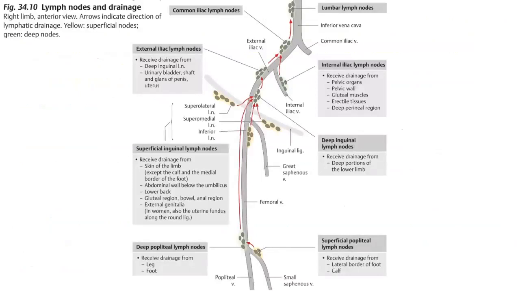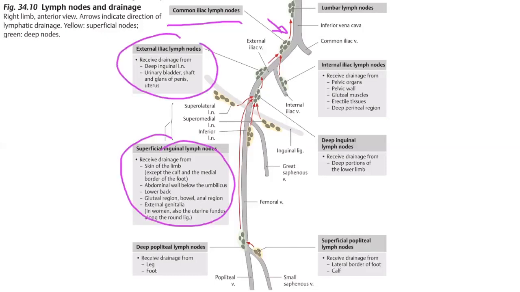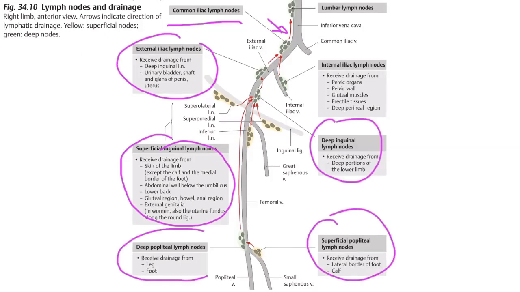Right? So, this is everything: internal and common iliac nodes, external iliac lymph nodes, inguinal lymph nodes, superficial, and these are the deep, okay, and these are the popliteal lymph nodes, deep and superficial. Okay, go through this diagram, right? Very helpful.